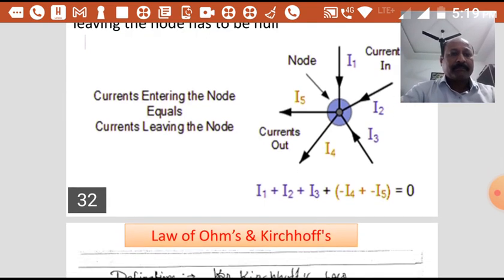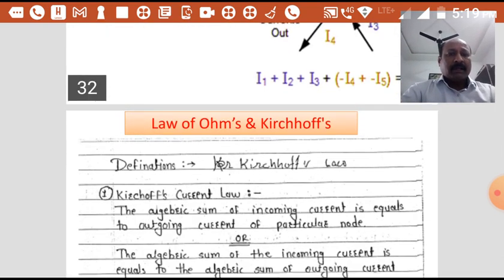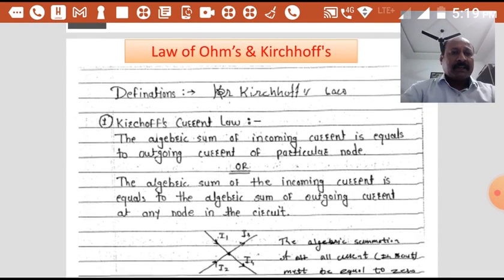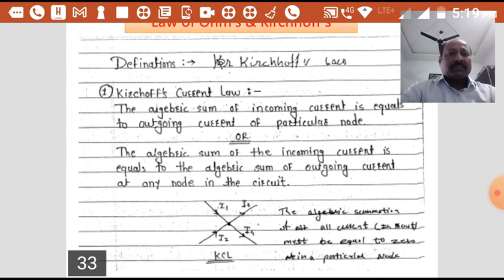Then the definition of Kirchhoff's law. The first law is nothing but Kirchhoff's current law, that is the algebraic sum of incoming current equals outgoing current of the particular node, or the algebraic sum of incoming current is equal to the algebraic sum of outgoing current at any node in the circuit.